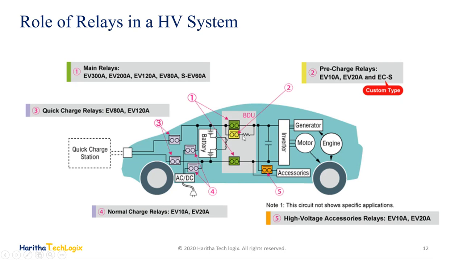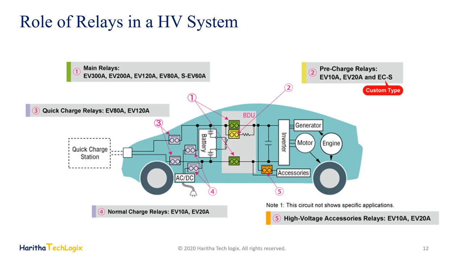We have two main relays, one connecting the positive side of the high voltage battery with the inverter, and the other connects the negative side of the high voltage battery and the inverter. These two green indicated relays, that means the main relays, open and close the circuit between the battery and the inverter at different points of time.